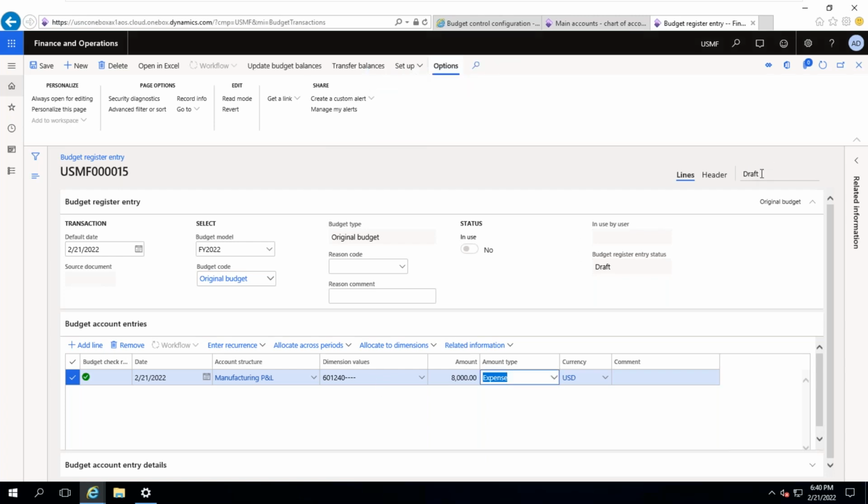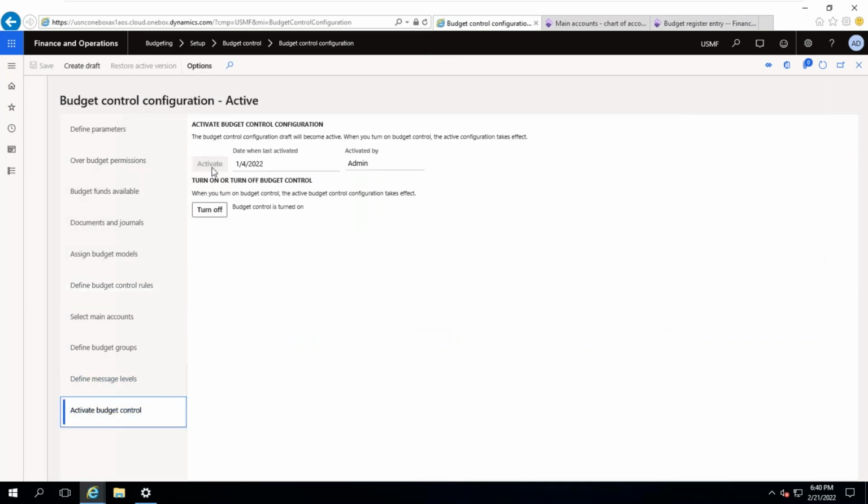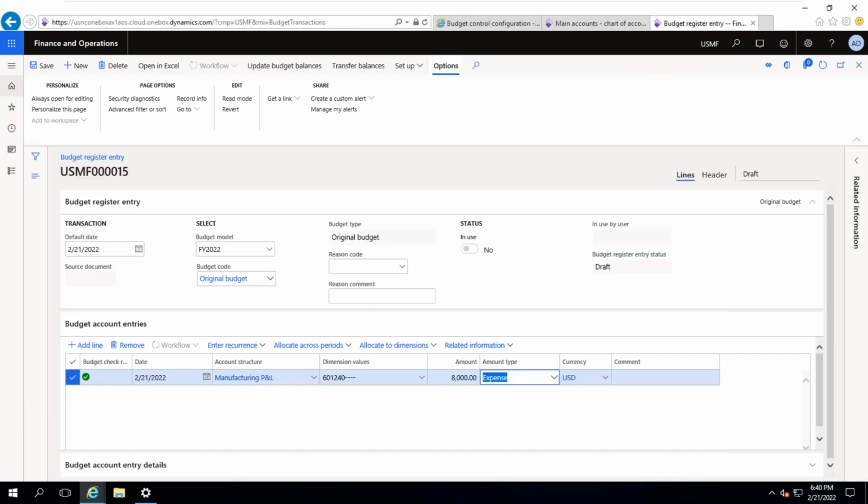Okay, it is in the draft mode. Look at this one, the green circle checkbox should be enabled. If the green circle checkbox is coming, it means this budget control is active and turned on. Read the message. The budget control is turned on and activated, and only then will this green circle checkbox come into the picture.